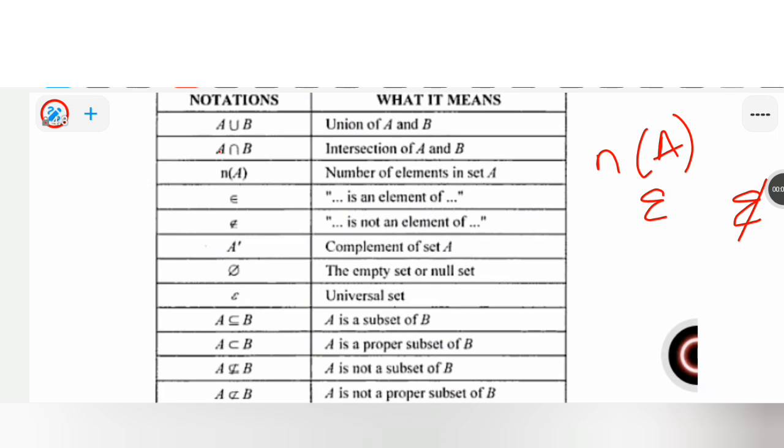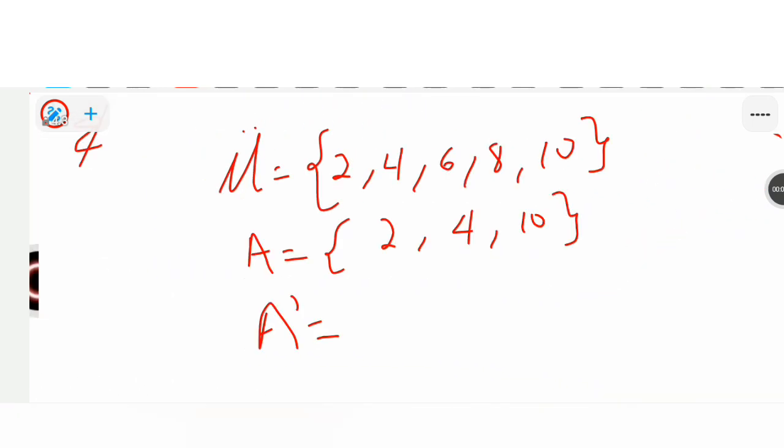Now A prime, that's the next one. A prime means the complement of A. The complement of A is written as A prime. Now let's talk about that one. Finding A prime, or A complement, is actually very simple. This symbol here is the universal set, which is the set that contains all the elements needed for that particular question. All the elements in the sample space.